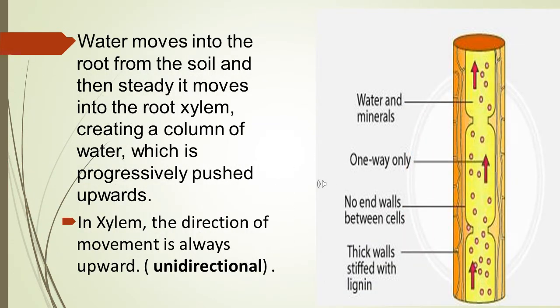Water moves into the root from the soil, and then it moves into the root xylem, creating a column of water which is progressively pushed upward. In xylem, the direction of conduction of water is always upward, that is, from roots to all the parts of the plant. This is called the unidirectional way.